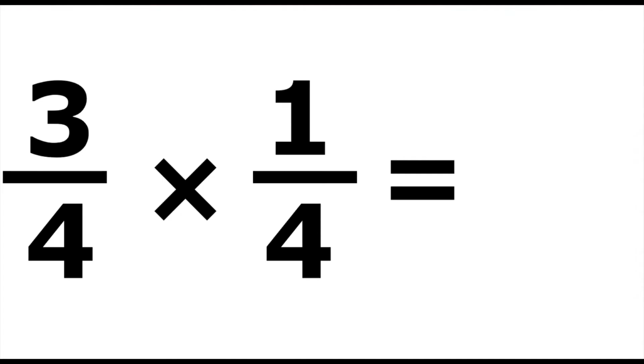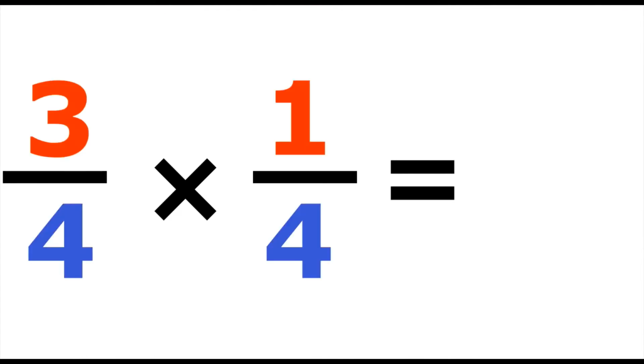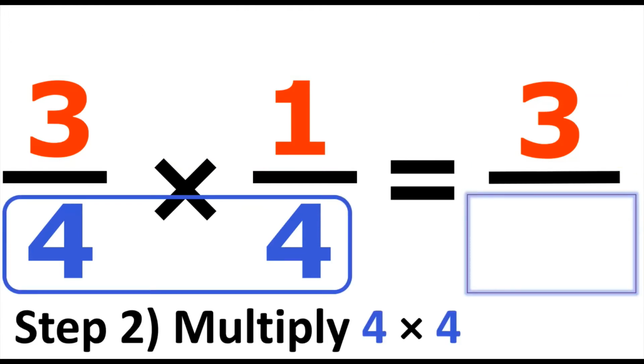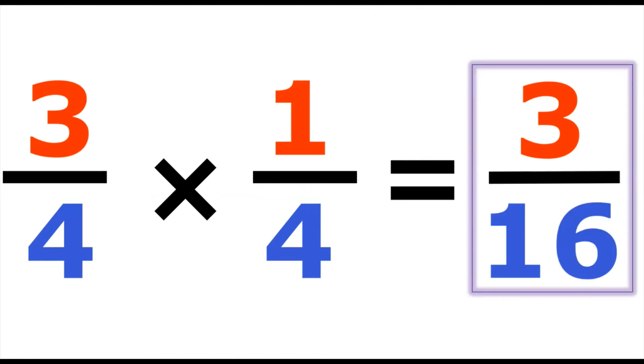Moving on to our third example, we have 3/4 times 1/4. We indicate the numerators in red and the denominators in blue, and we multiply straight across again, starting with the numerators. 3 times 1 gives us 3. And looking at the denominators, we have a 4 times 4, which gives us 16. So the answer is 3/16.